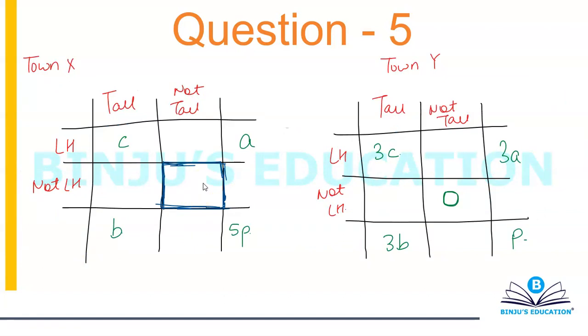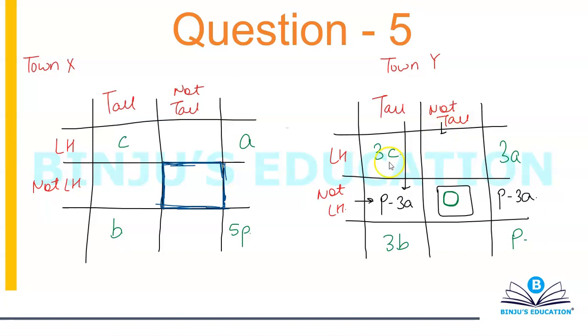Let's first look at town Y and let's start solving it also. So total left-handed is 3A. Total number of people is P. So total not left-handed will be P minus 3A. Okay. So not left-handed and tall will simply become P minus 3A because this here it's 0.